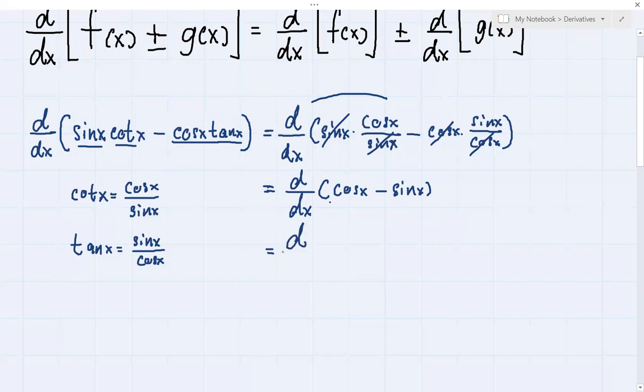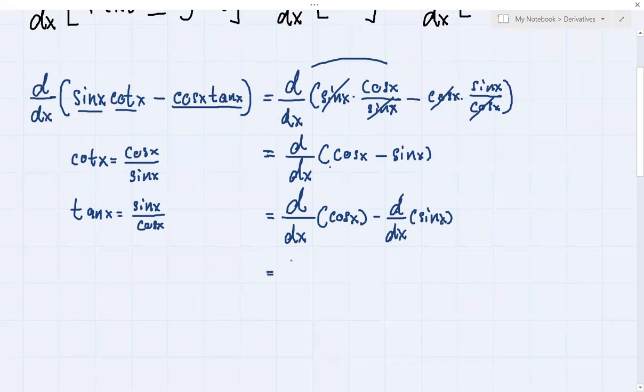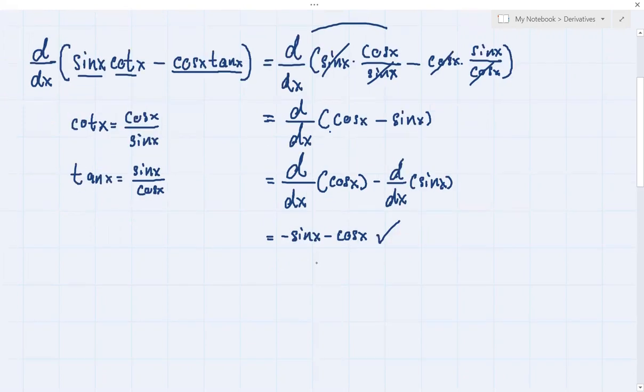So we have the derivative of cosine x minus the derivative of sin x. There we go. So in here, the derivative of cosine x, remember, is negative sin x. So it becomes negative sin x. Minus the derivative of sin x, which is cosine x. So this could now be your final answer. Or, we can still simplify this.